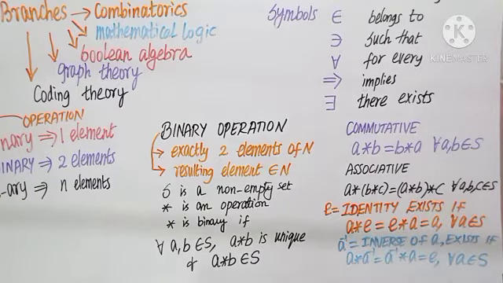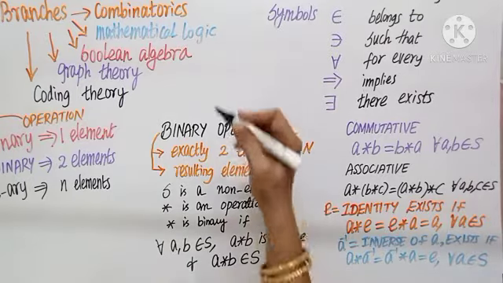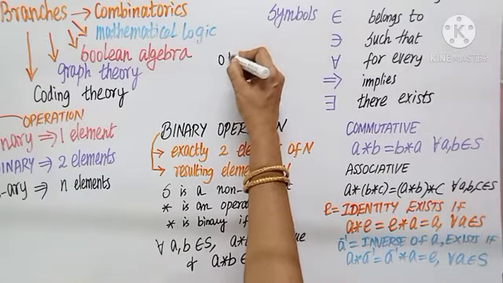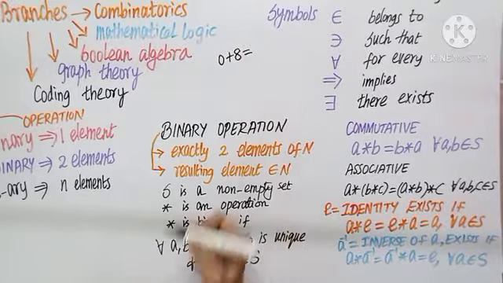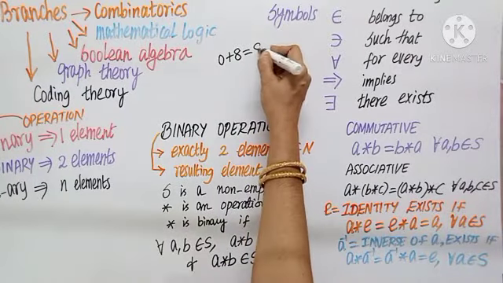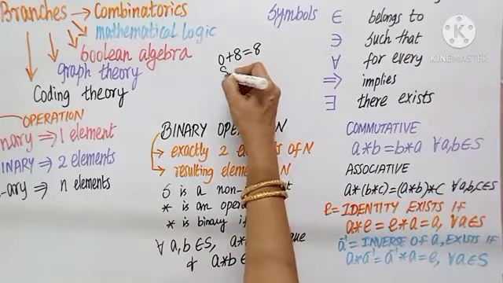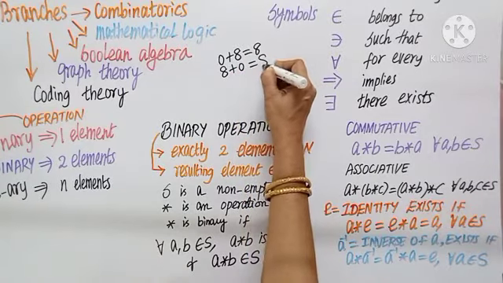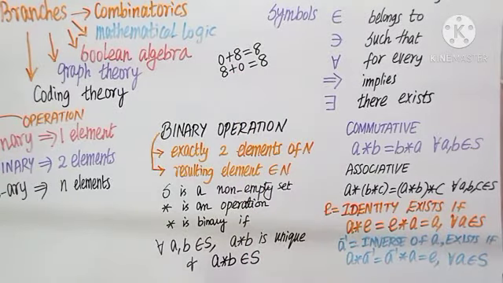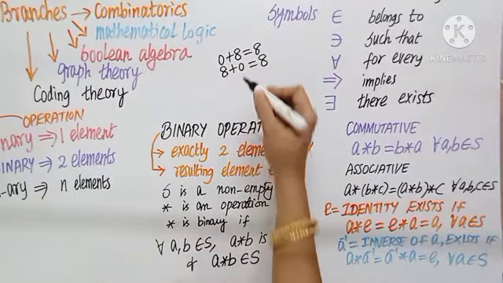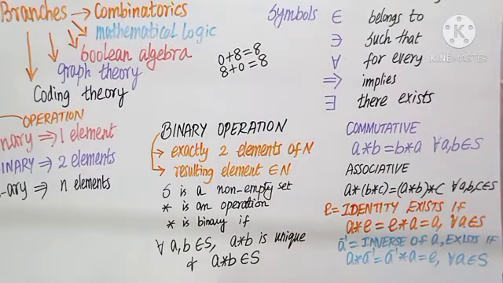For example, if we are in addition, what is 0 plus 8? 0 plus 8 is 8. What is 8 plus 0? That is also 8 only. So we call 0 as the additive identity.